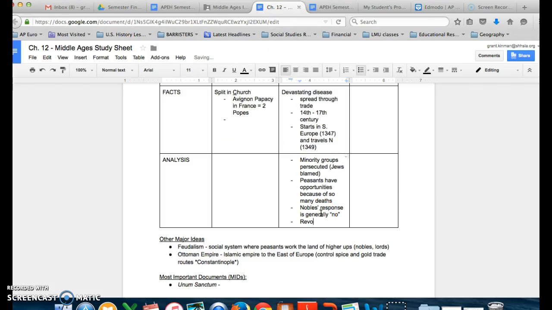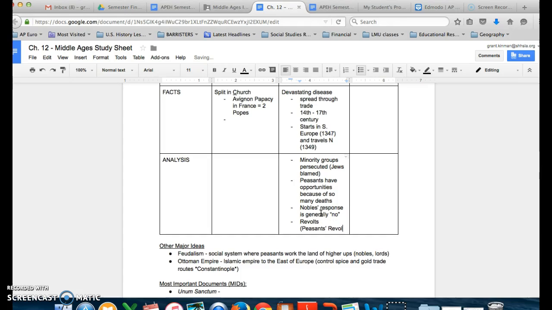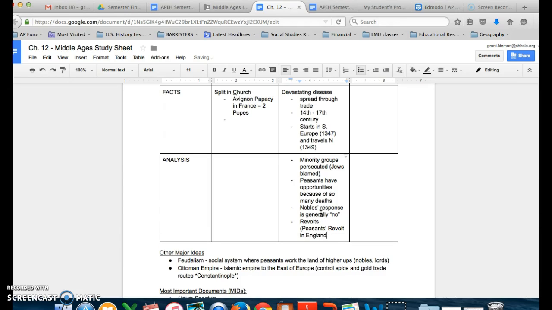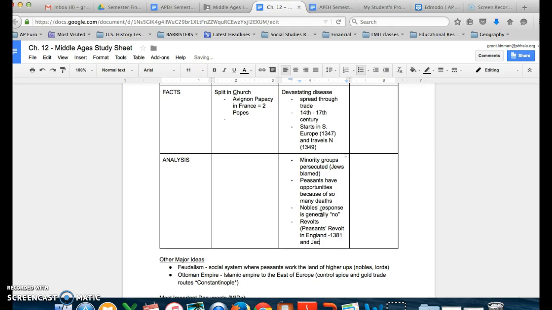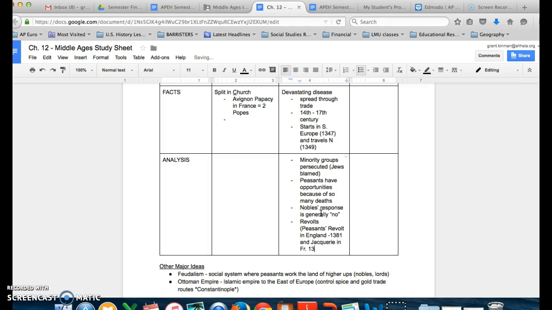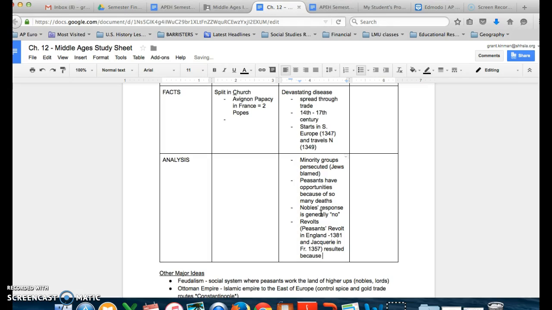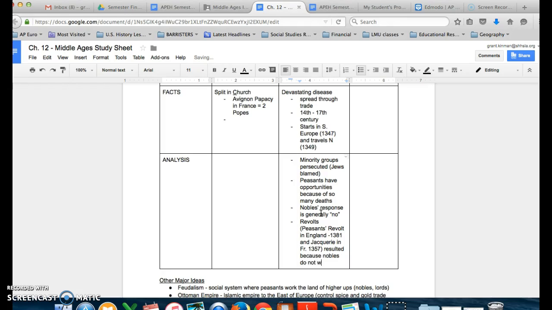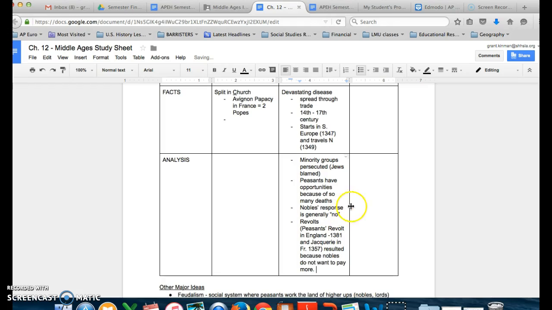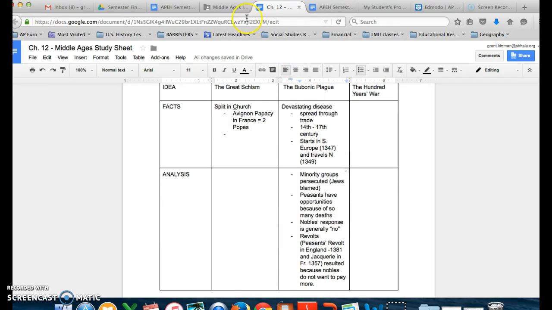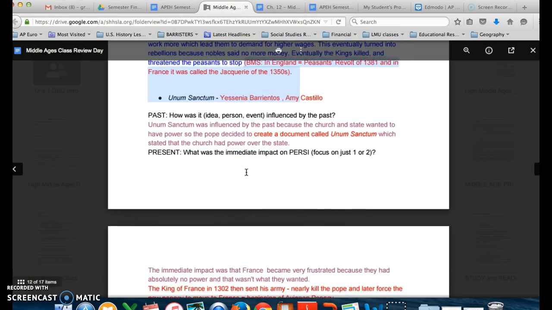Analysis. Revolts. Peasants' revolt in England, 1381. And Jacquerie in France, 1357. Revolts resulted because nobles do not want to pay more. Okay. Alright, so bubonic plague, pretty much done. That's pretty good. I'd continue through.